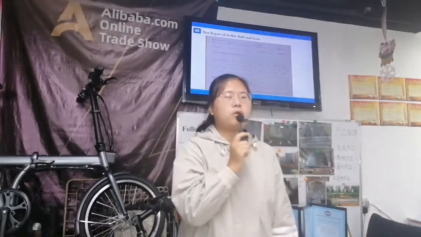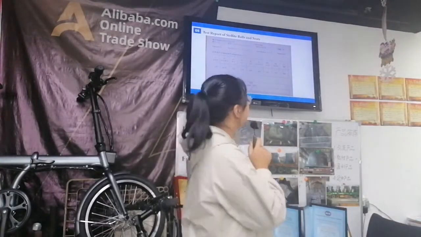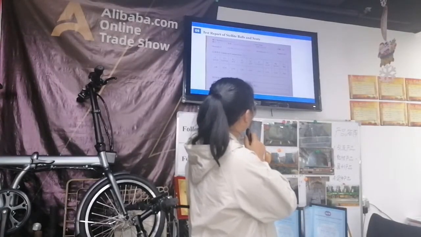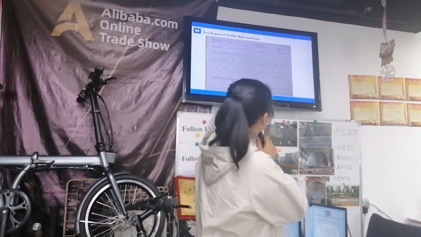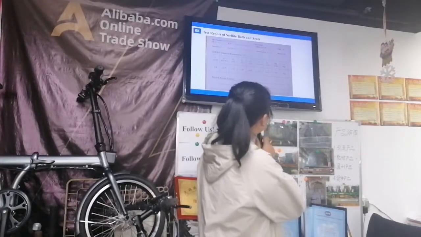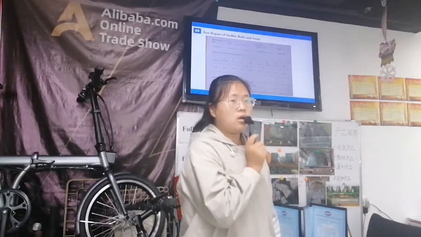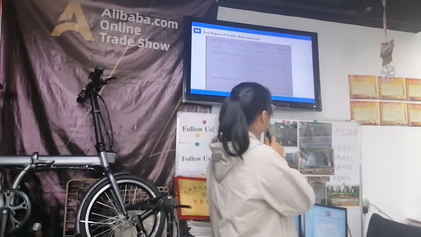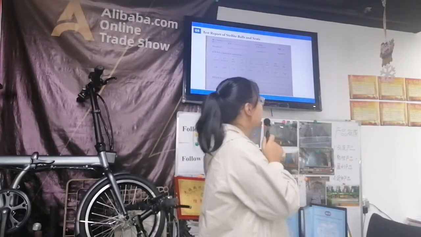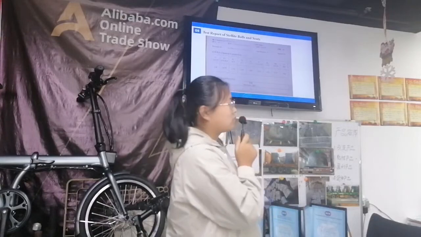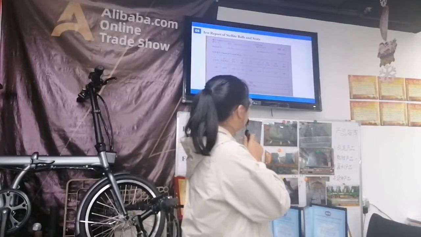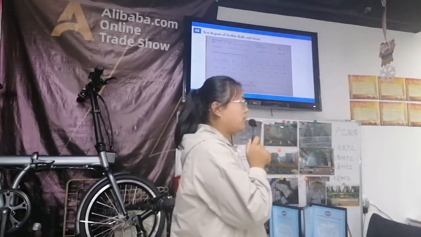Next, test report for C9 balls. This report is the chemical composition report. You can see the material is C93 or A3, and the specification is diameter 31.75 millimeter. For physical properties, the hardness is 59 HRC.